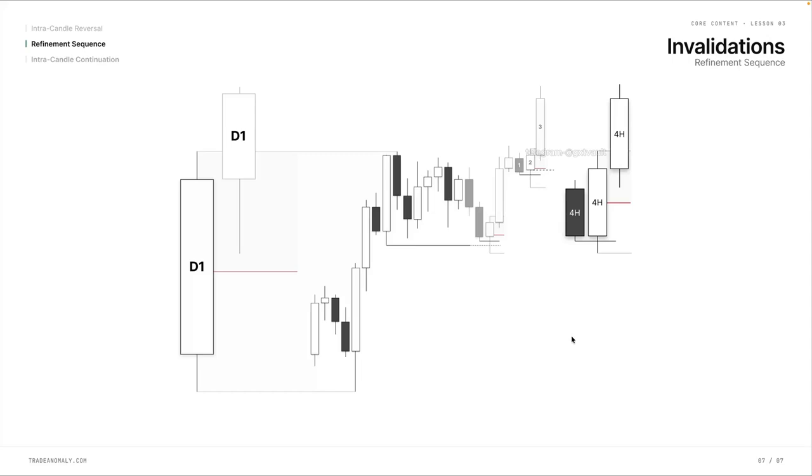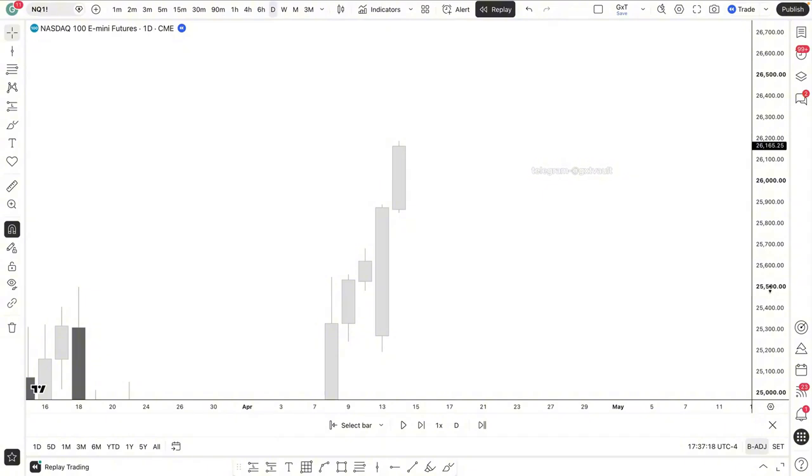And when we put it all together, this is what it looks like, right? Truly a thing of beauty, honestly. Very mechanical, and it's just a great way to align the time frames together in a repeatable process. Now let's go ahead and cover the invalidation refinement sequence.